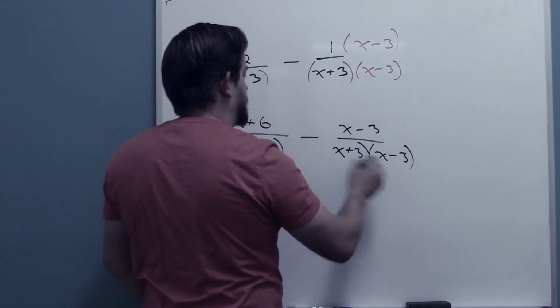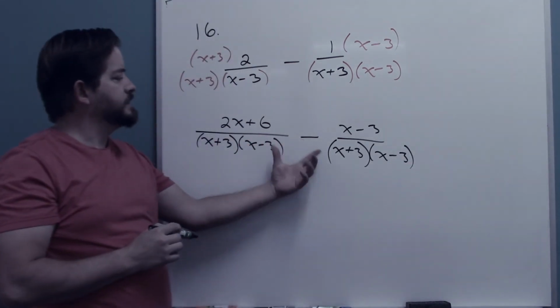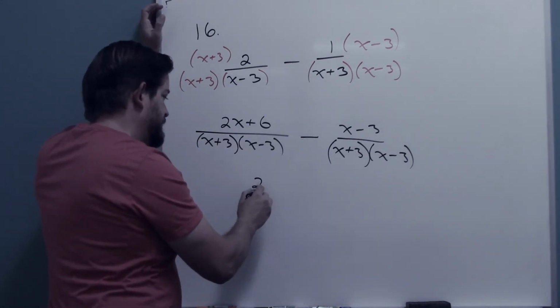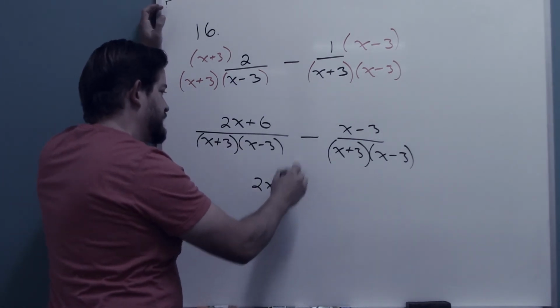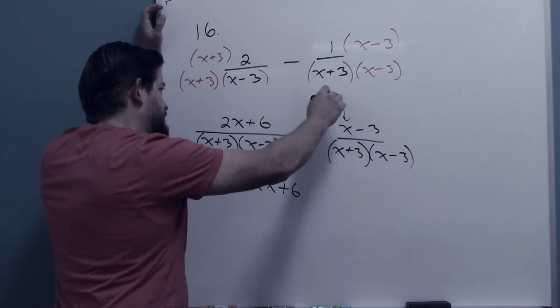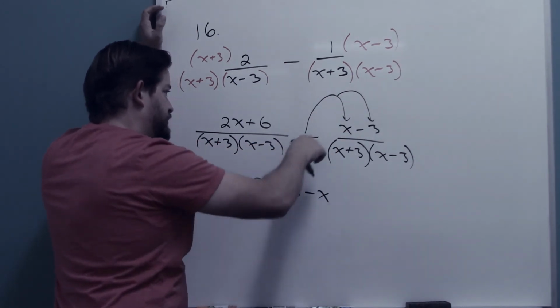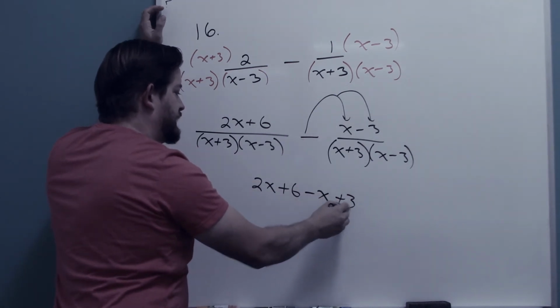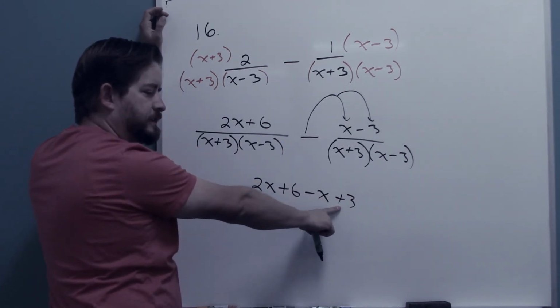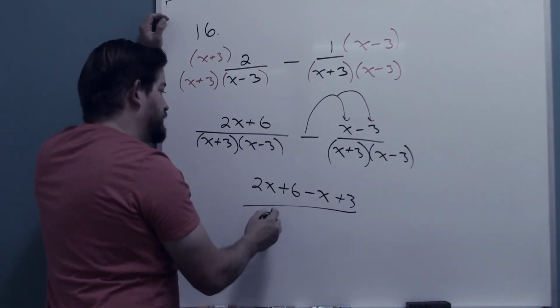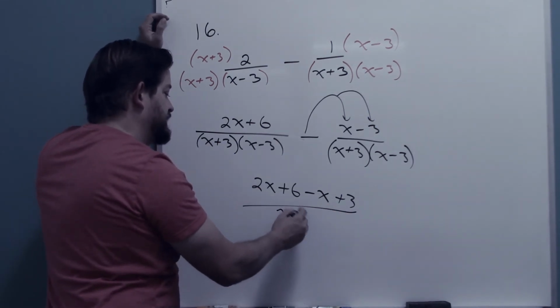Okay. Now I have to be careful with this minus as I combine these into a single fraction. This becomes 2x plus 6. This minus essentially gets distributed through everything here, so it's minus x plus 3. And that's probably the biggest mistake I see on this one, is that stays a minus, but it's a plus. Over my x plus 3 times x minus 3.